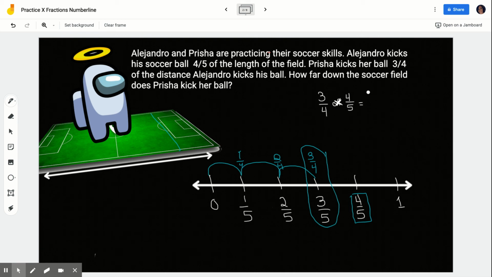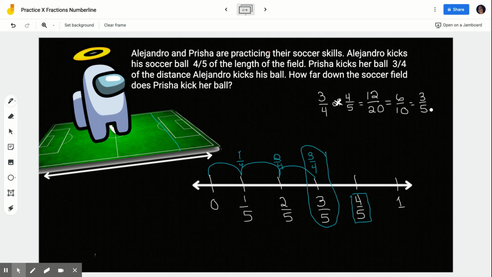So now I can just multiply straight across the numerator. 3 times 4 is 12, and straight across the denominator, 4 times 5 is 20. They are both even numbers, so I know that it's not in simplest form. I'm going to start by dividing by 2, 3, 5, or 7 until I can't divide anymore. Because it's even, I'm going to start at 2. 12 divided by 2 is 6, and 20 divided by 2 is 10, so 2 worked. Still both even numbers, so I'm going to do it again. 6 divided by 2 is 3, and 10 divided by 2 is 5.